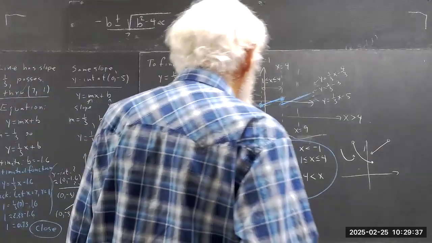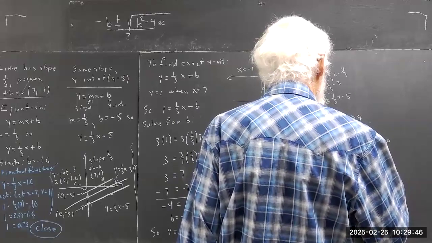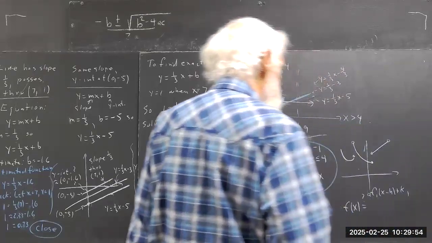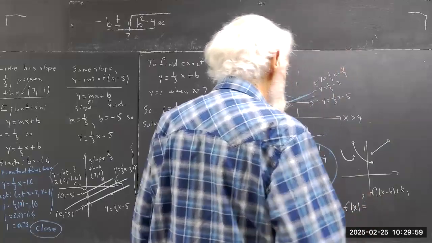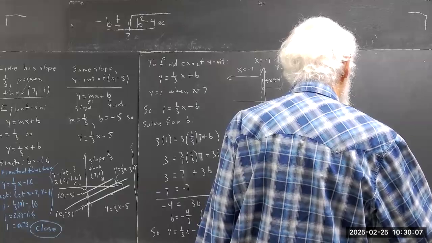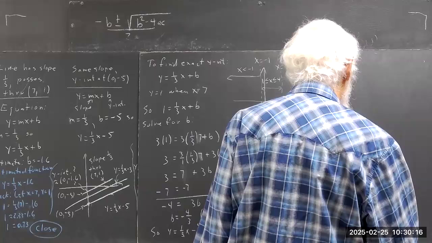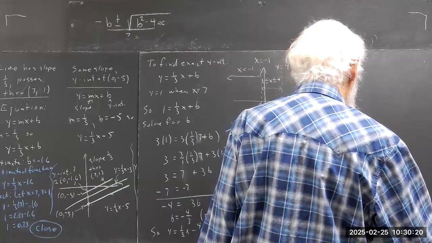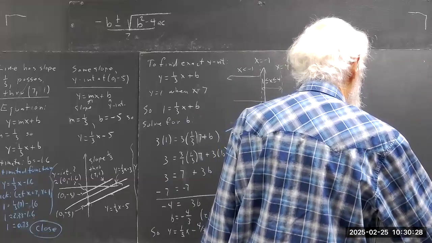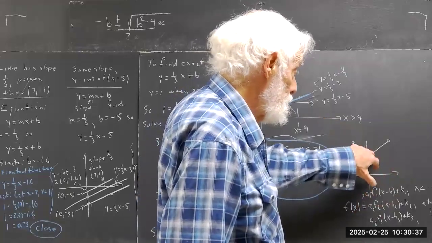So f equals maybe a1 f1 of x minus h1 plus k1, a2 f2 of x minus h2 plus k2, a3 f3 of x minus h3 plus k3, and here, whatever x is, here on between here and here, between here and here.